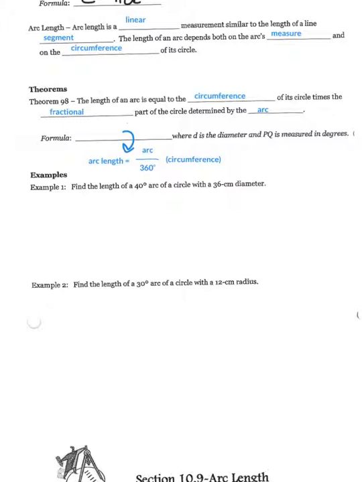So let's do an example of that. Find the length of a 40-degree arc of a circle with a 36 centimeter diameter. We know that the circumference is equal to 36 pi because the diameter was 36 centimeters. The arc is 40 degrees, so we're going to say the arc length is equal to 40 over 360 times the circumference, which is 36 pi.